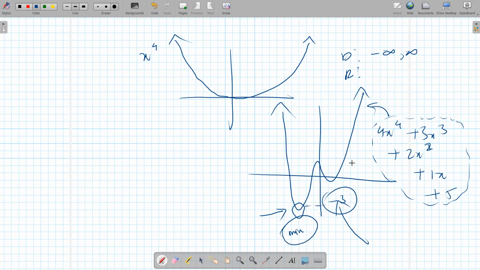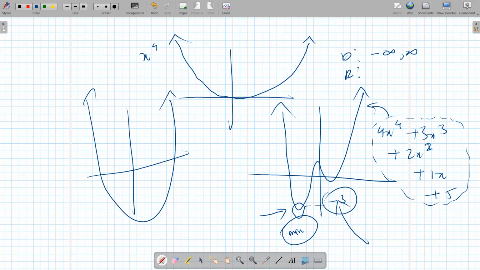When something opens up, it has a minimum. Think about quadratics, same idea. Something opens up, you see this vertex is a minimum, okay? A maximum would be if it's opening downwards. Like that would be a maximum.